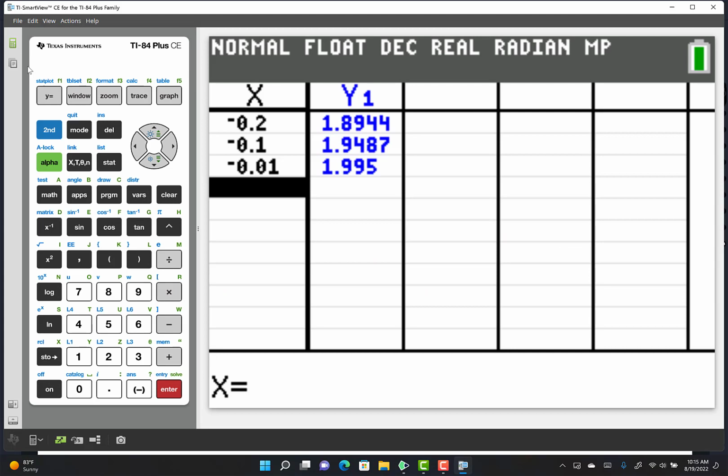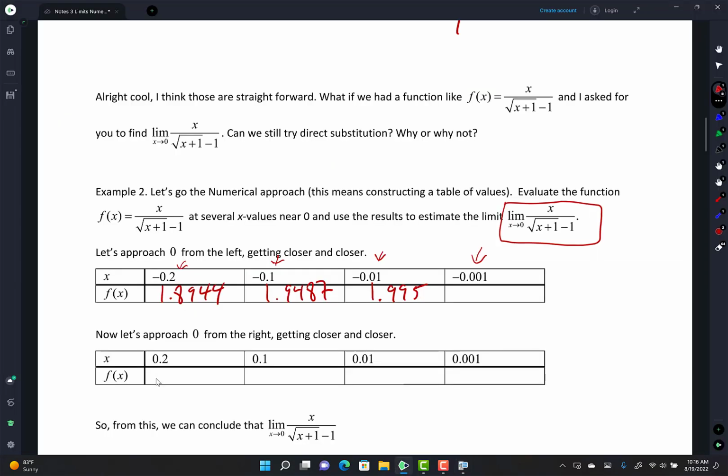Okay, are you guys getting errors? Are you putting negative or minus? The negative is right next to the answer. Negative 0.001. Look at that. 1.9995. Let me go check your calculator. Are you trying it? Perfect. Oh, look, you're good.